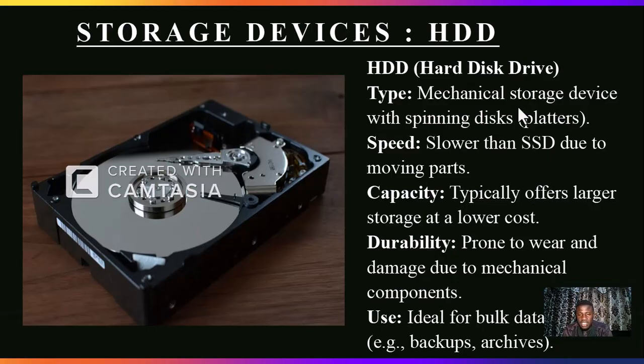We have storage devices, and we are talking about the HDD, that is the hard disk drive. This is a mechanical storage device with spinning disks that we call platters. If you compare the speed to the SSD, this is slower than the SSD. On capacity, it offers larger storage at a lower cost, and is prone to wear and damage due to mechanical components. The main use is ideally for bulk data storage.